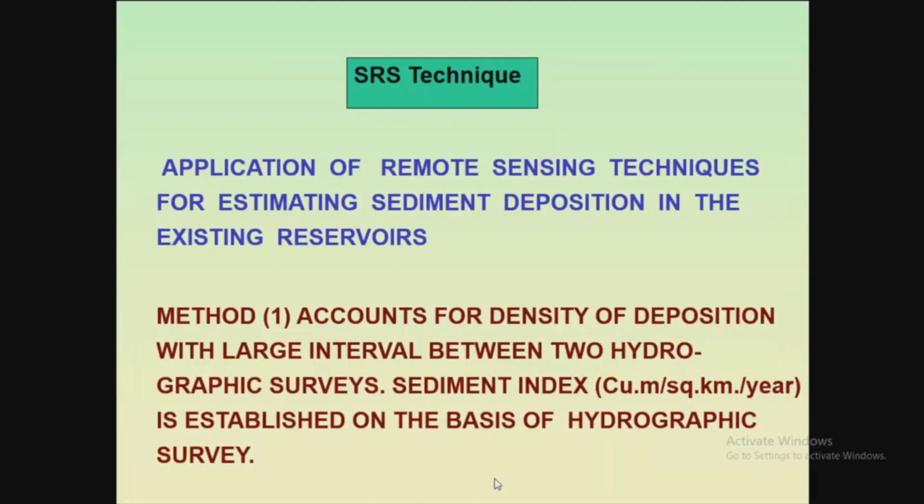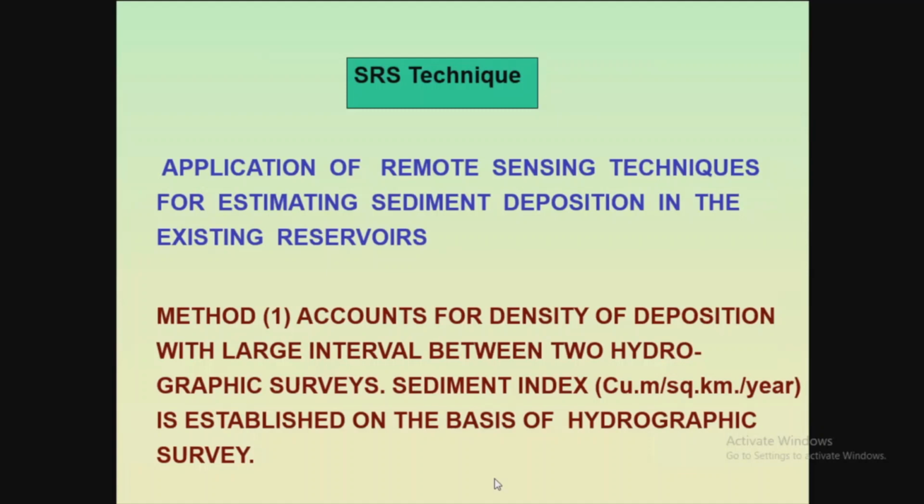But there is one method which you can use, known as the SRS technique, or satellite remote sensing technique. By application of that remote sensing technique, your estimation of sediment deposition, or estimation of reduction in capacity of the reservoir, will be very much easier than with other methods. Whatever methods I have told earlier are either rough estimates, or very tedious to do.